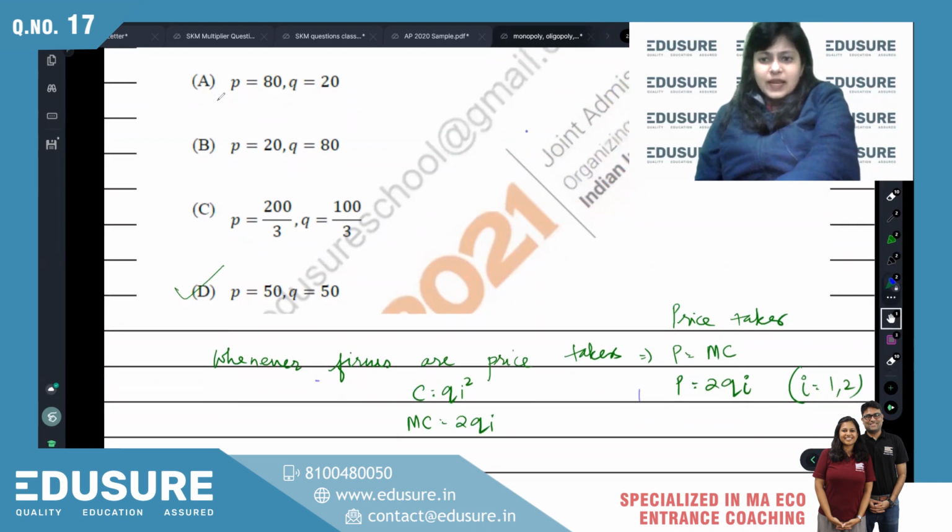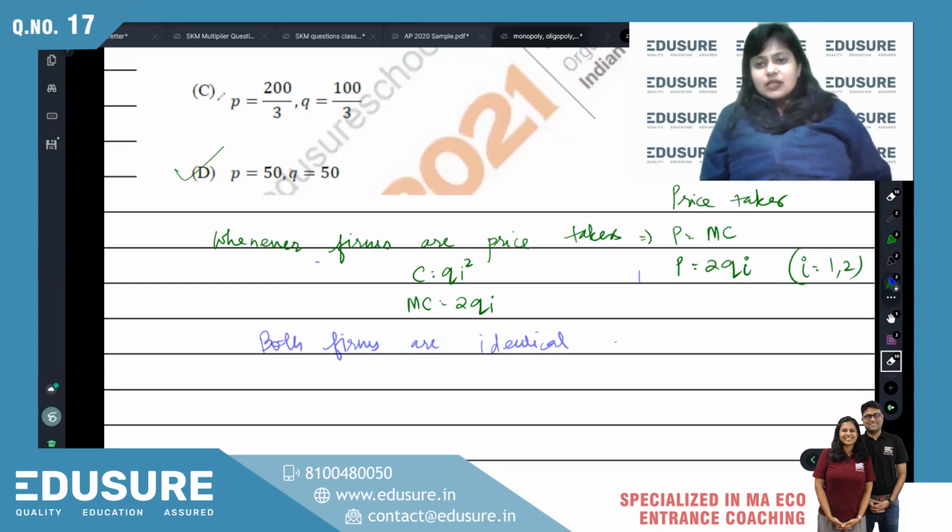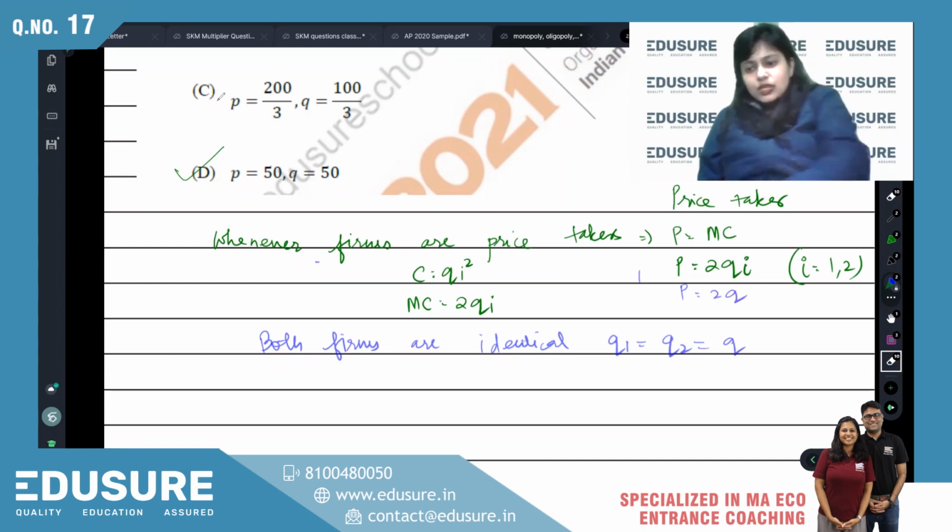And the other thing in this question is that both the firms are going to be identical. So if both the firms are identical, then in the answer we're always going to have Q1 is equal to Q2. Okay, so in this case we will always get Q1 is equal to Q2. So if we put Q1 is equal to Q2 is equal to Q, price is equal to 2Q, right? And Q1 is equal to Q, Q2 is also equal to Q.